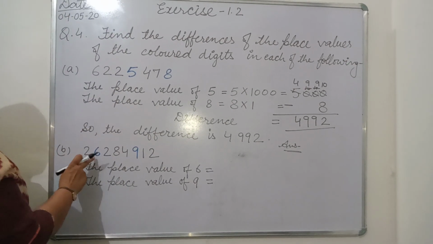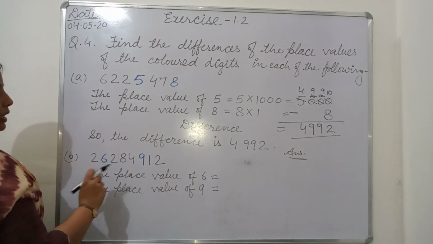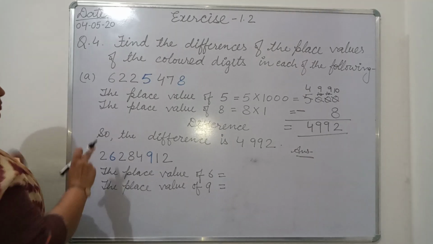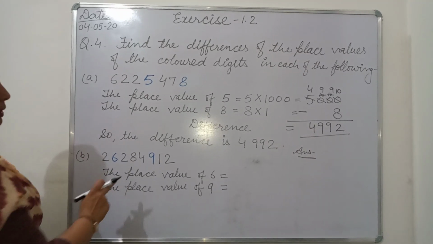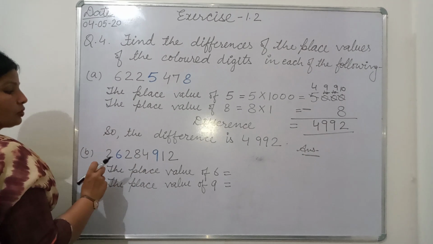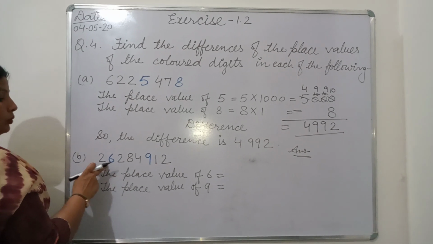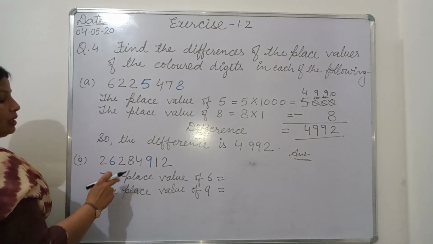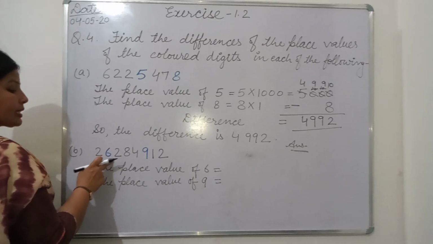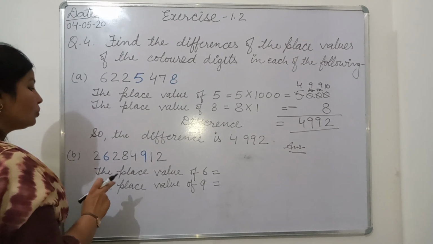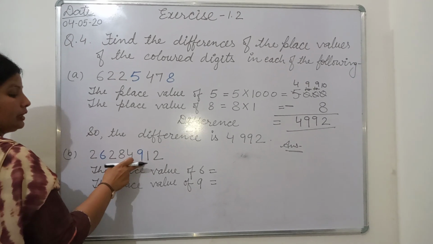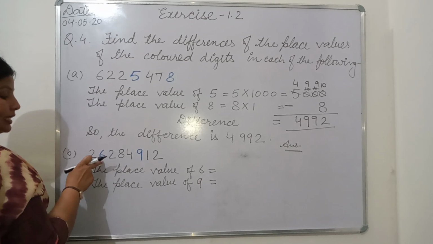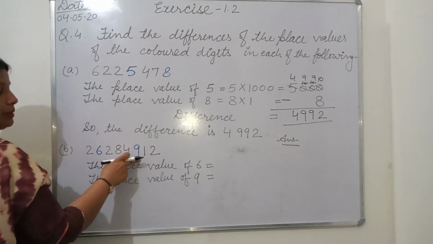In B part there is 6 and 9 colored. And how many digit number is there? This is an 8 digit number. Okay. In A part we had a 7 digit number and this is an 8 digit number. So now what's your number? 2,62,84,912. Now you see that 9 and 6 are colored. So 9 is on 100 place and 6 is on 10 lakhs place. That means the place value of 6 will be big and 9 will be small.